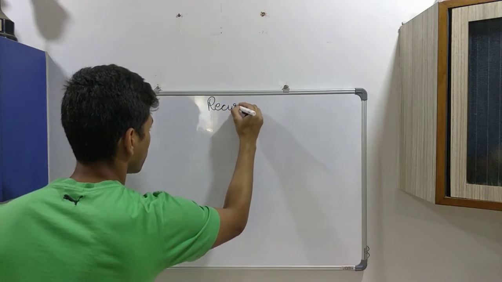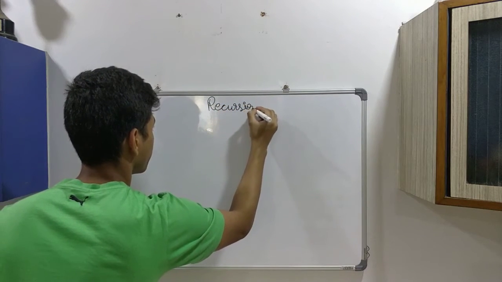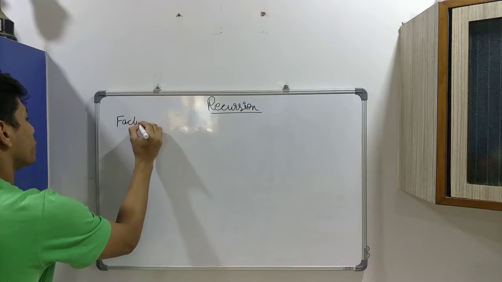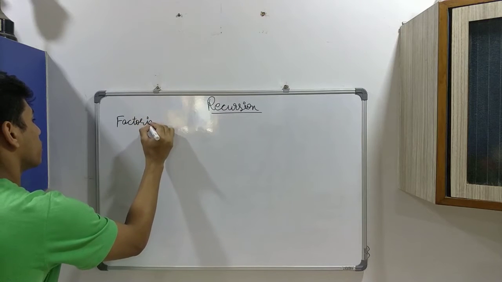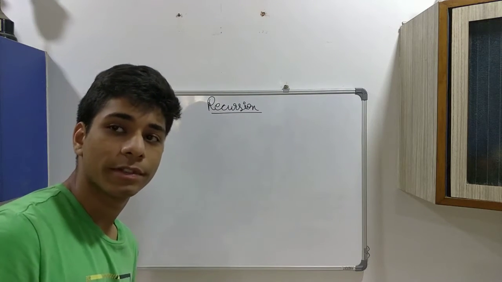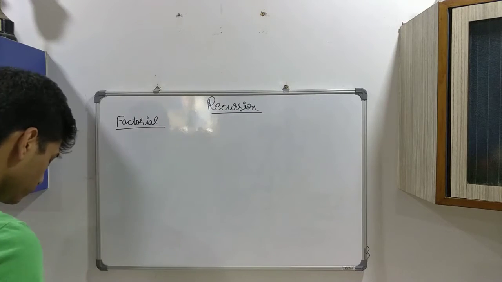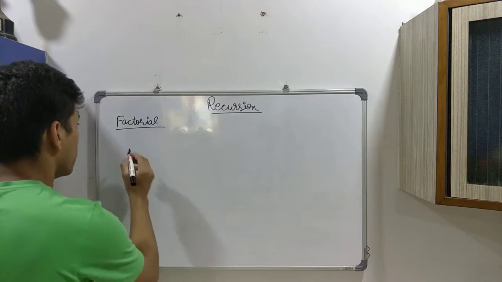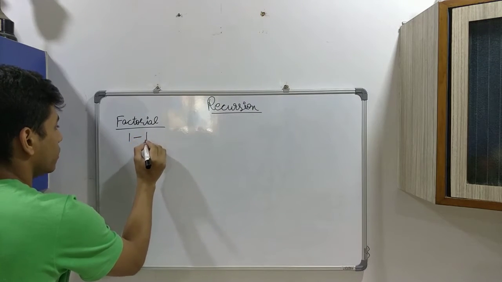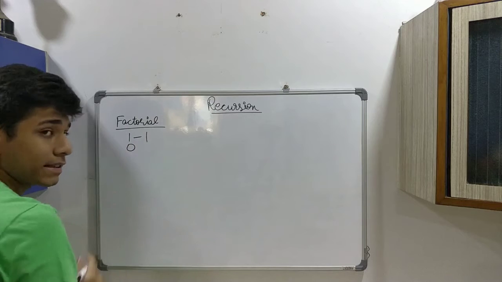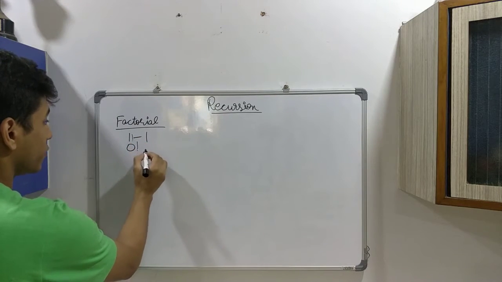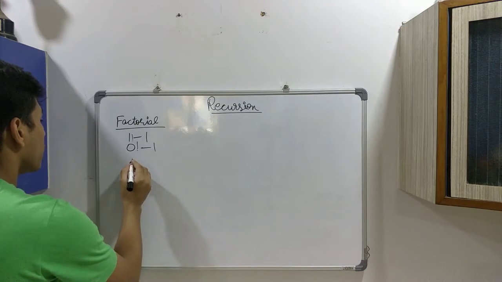So let's start with something that we are well familiar with. Factorial. For those of you who don't know what factorial is, it is the product of all the numbers preceding a number till 1 and including that number. Let's say we want to find the factorial of 1, so it's 1 only. A base case is considered where 0 factorial is 1 as well.